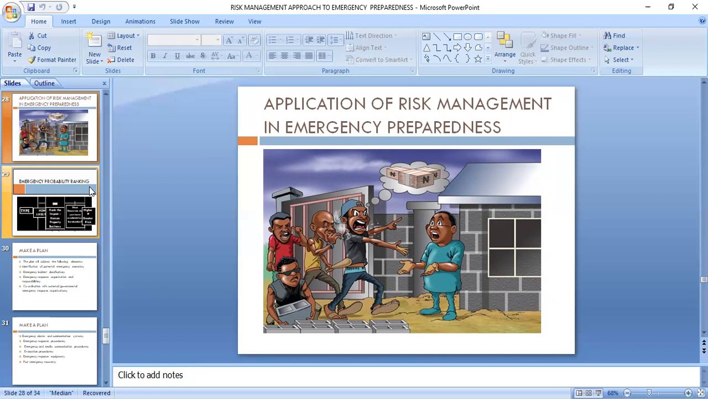So I just gave this as an experience of what is happening in Lagos. So if you want to do an emergency preparedness plan for Lagos, you need to be aware of these risks. The same thing, if you want to do that for your community, your state, your country, your company, you need to have a cross-functional team to sit down and identify the risks that the community is exposed to.